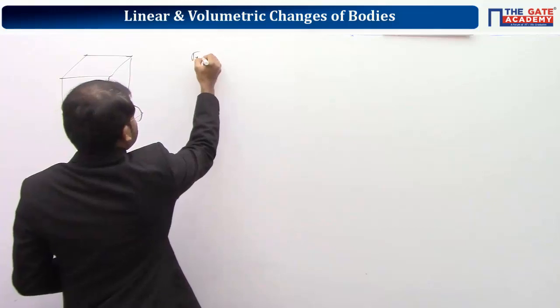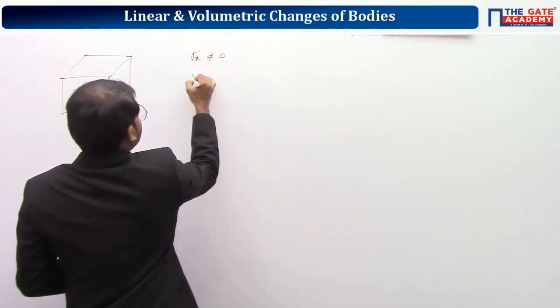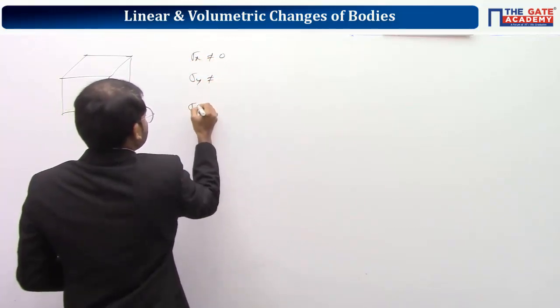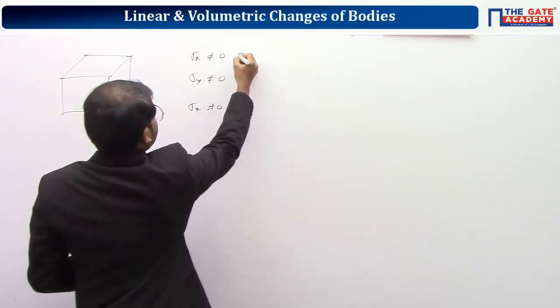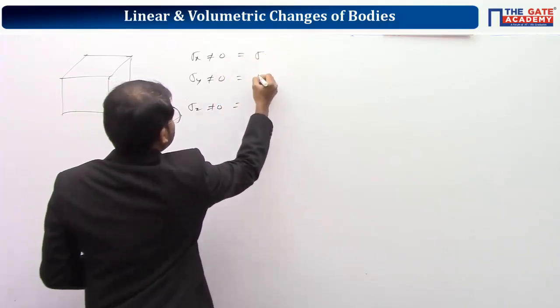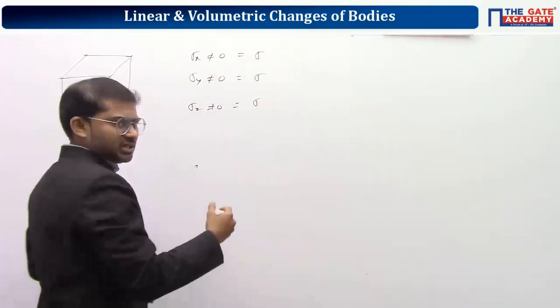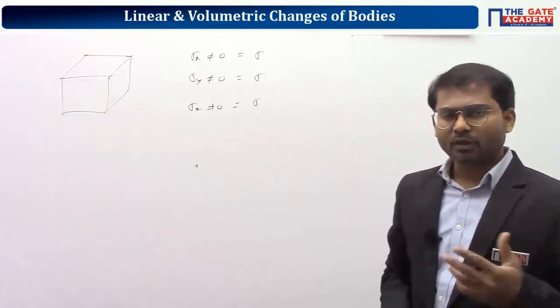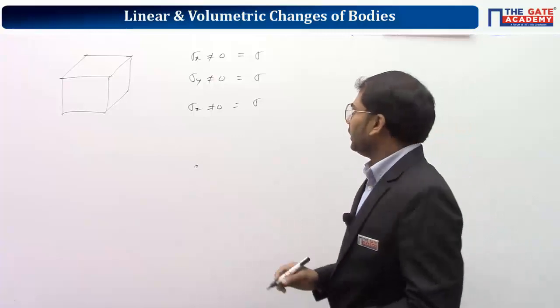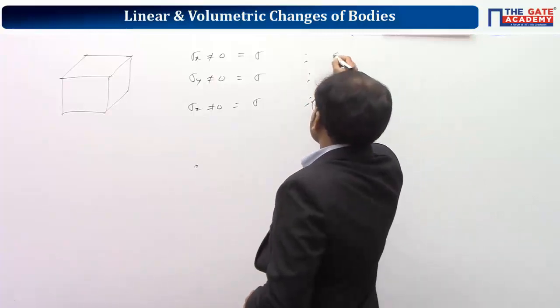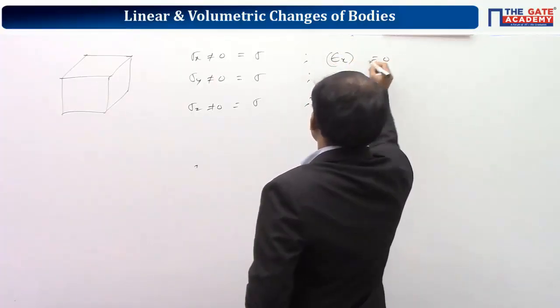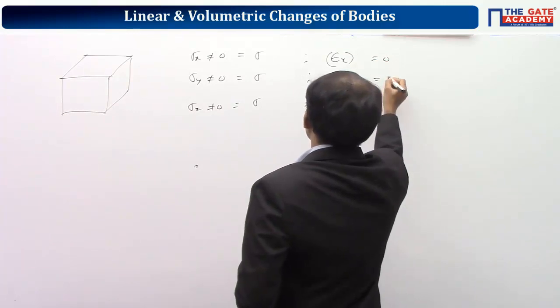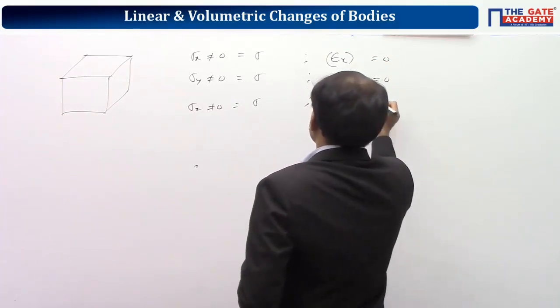So sigma x non-zero, sigma y non-zero, sigma z non-zero. So we are taking all to be sigma because from our initial discussion we understood that when it is restricted along multiple directions, on all the directions stress will be same. Now taking strains. So obviously strain in x direction is equal to 0, strain in y direction is also equal to 0, strain in z direction is also equal to 0 here.